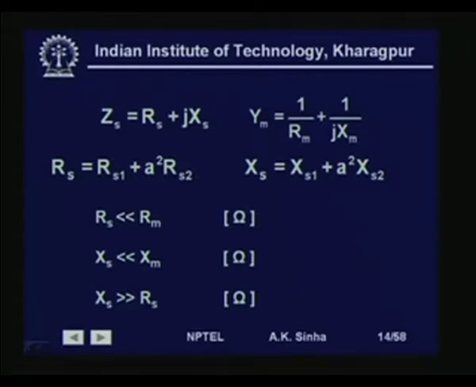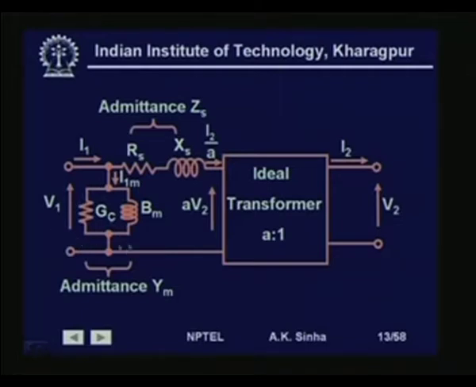In many cases, this current is generally very small, and also this current is almost in quadrature with this current. So, this is many times neglected, and the final model of the transformer can be used as just a series impedance in series with the ideal transformer.